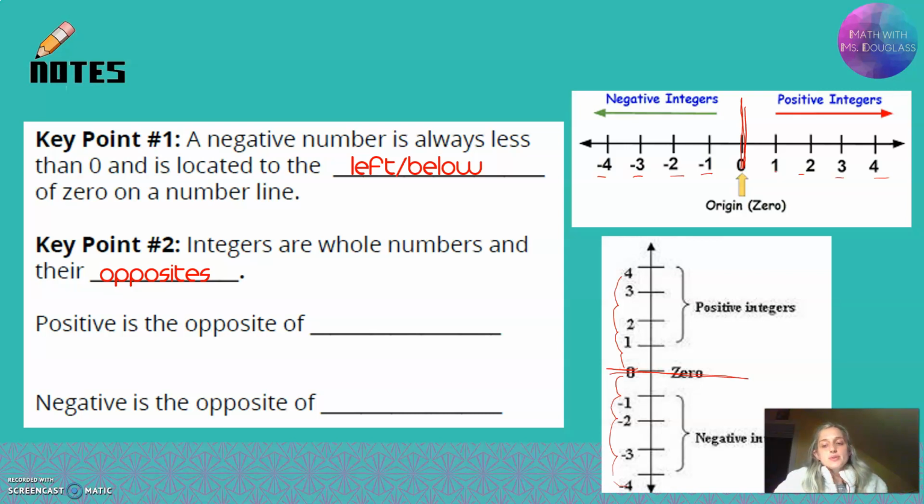So positive numbers, the opposite of +3 is -3. The opposite of a negative is a positive. The number itself does not change when you flip the opposites. It's the sign that's changing. It was positive, it's now negative.